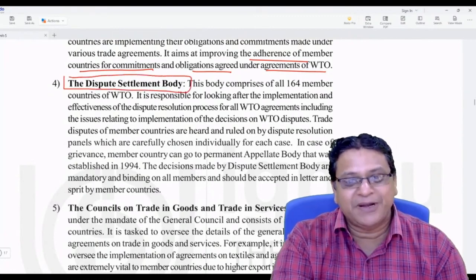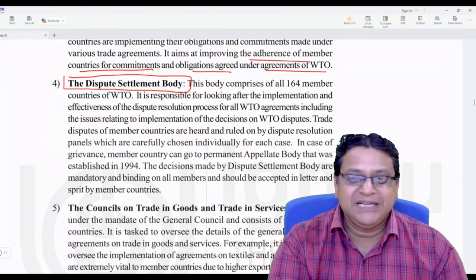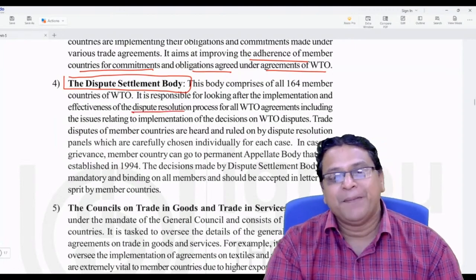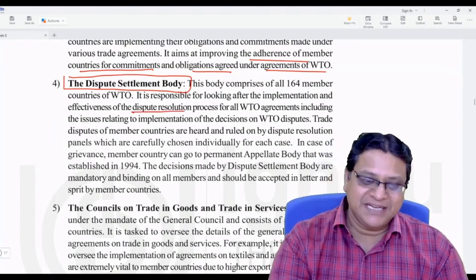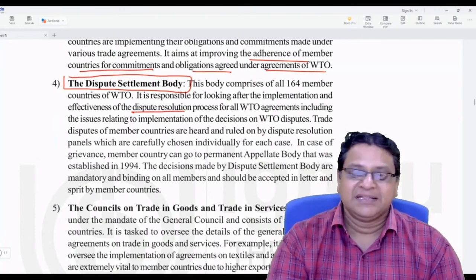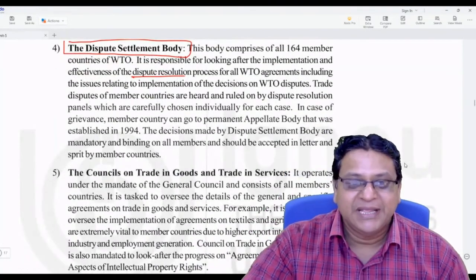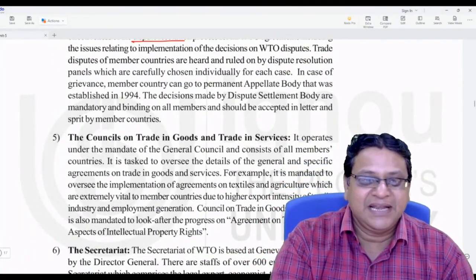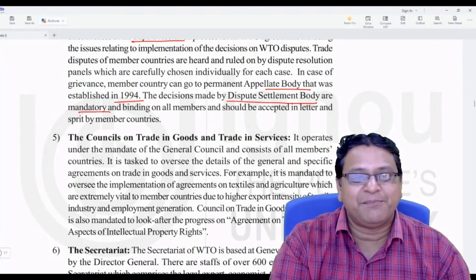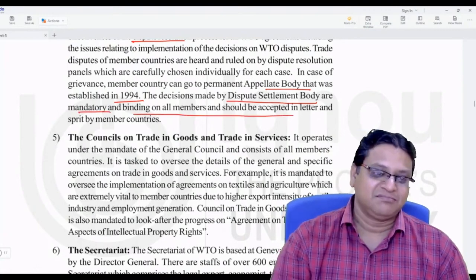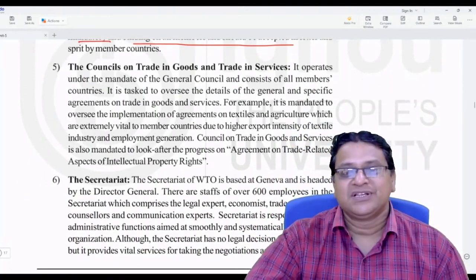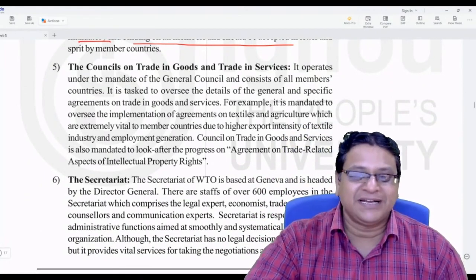The next important body under WTO is the dispute settlement body. It settles the trade related disputes between member countries. Okay, so if there is a dispute between member countries, they will approach the dispute settlement body, and there is also the appellate body. It was established in 1994, and the decisions made by the dispute settlement body are mandatory and binding on all member countries.